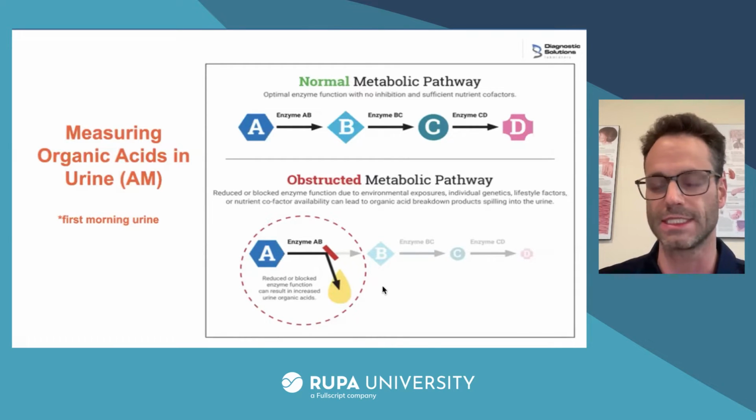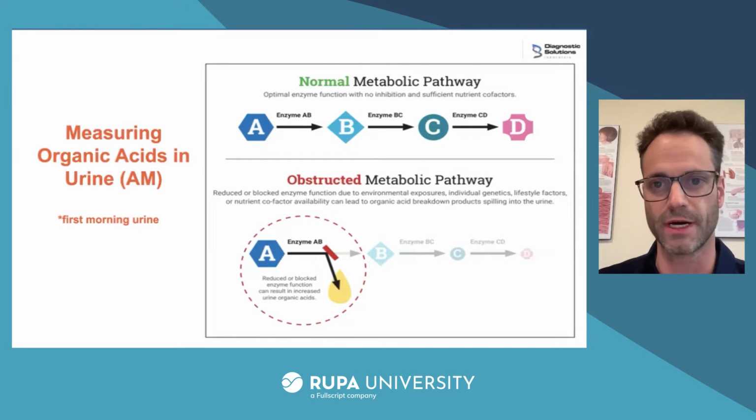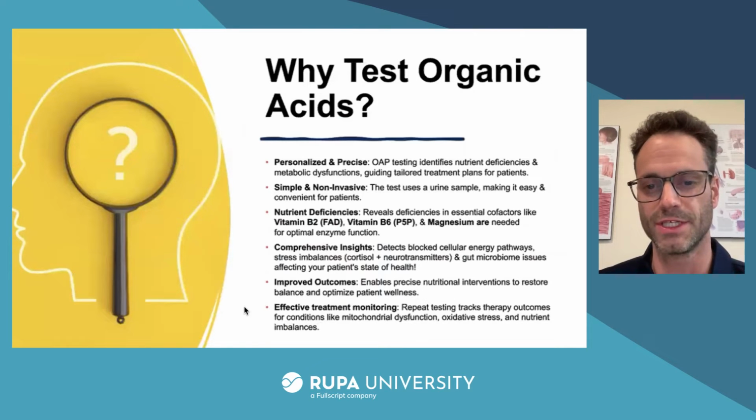The urine organic acids will show up out of balance in the test, and you'll be able to figure out how to help them. So that's essentially what we're talking about with this urine test. And then there's specific reasons why you would probably want to test this beyond nutrient deficiencies.